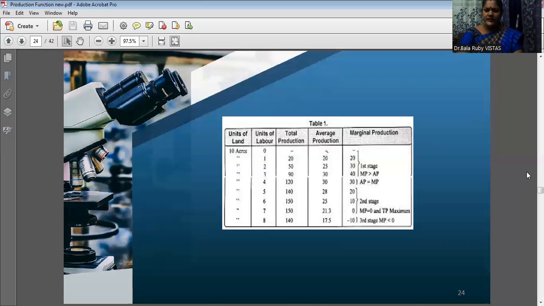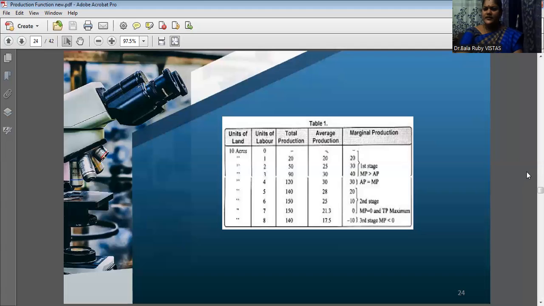So if you see this marginal production, initially it increases from 20 to 30, 30 to 40. This 40 is the maximum point. Then continuously it declines from 40 to 30, 30 to 20, 10, and it reaches 0. Finally it becomes negative also. This is the character of marginal production.